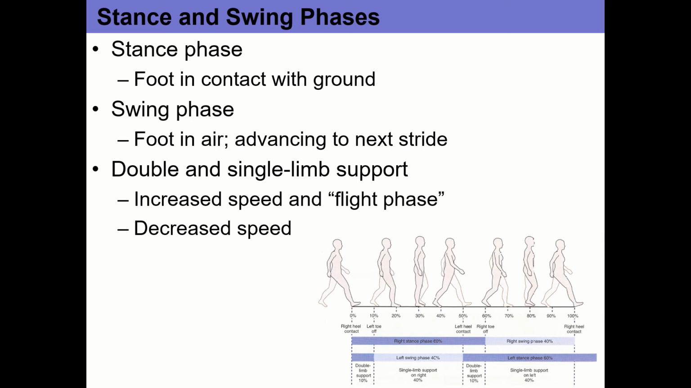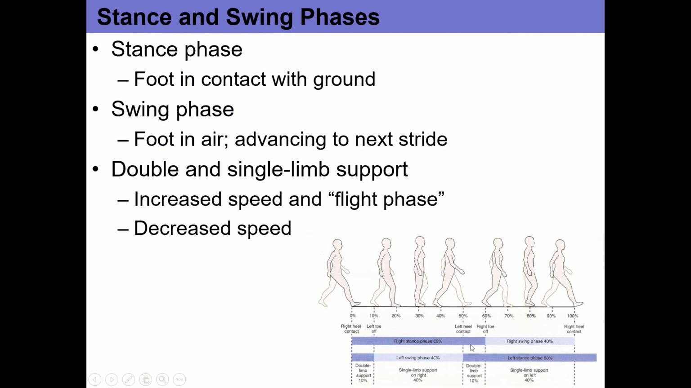And then the left leg is going to leave the ground, so the left leg is going to move into a swing phase. And now, from about 10% of the gait cycle to about 50%, we're only on our right leg. That's what's referred to as single limb support. With single limb support, you're only bearing weight on one side or the other, in this case, the right side. Then our left heel is going to hit the ground right here.